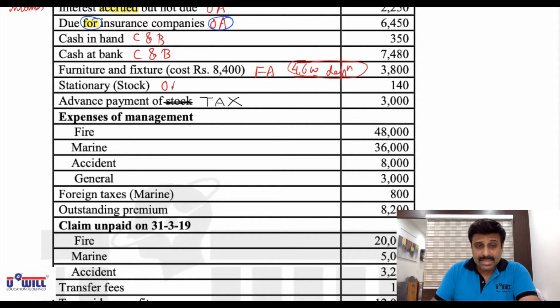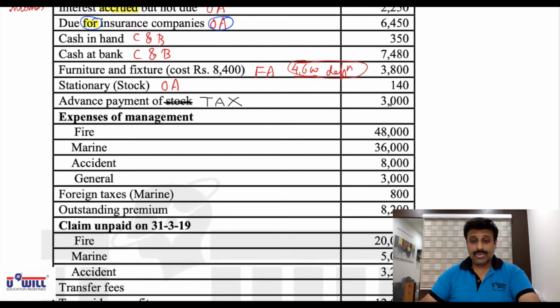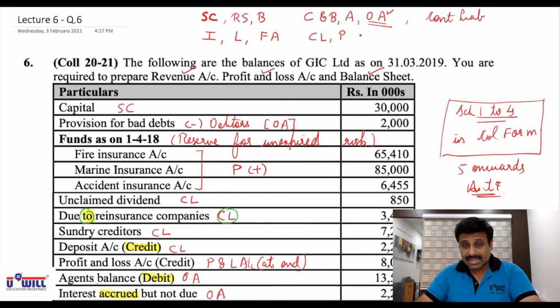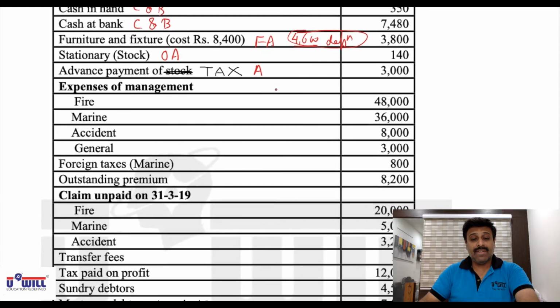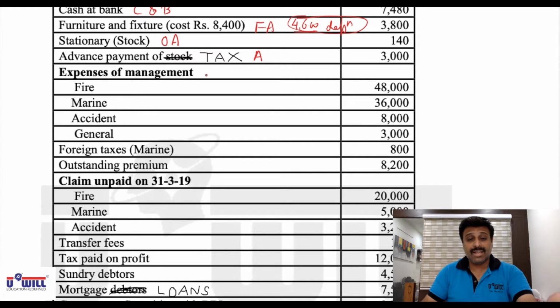Stationery stock, other assets, that is also a current asset. Now advance payment of, make the correction, instead of stock make it tax. I repeat, instead of stock make it tax. 3,000, so advance payment of tax will come in advances. Okay, advances we have to show separately and other current assets we have to show separately. So advances of any kind of advance paid, prepaid money paid, prepaid expenses will be shown in advances separately. Here you should make the correction, instead of stock you should make it as tax.